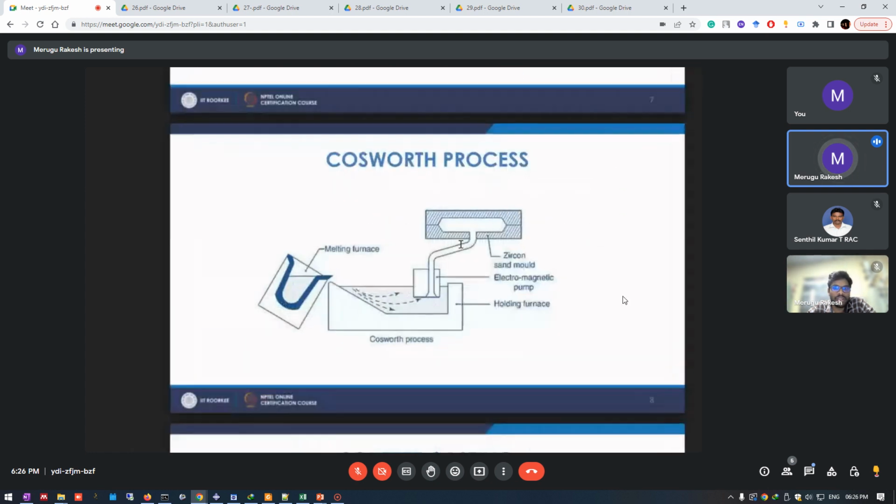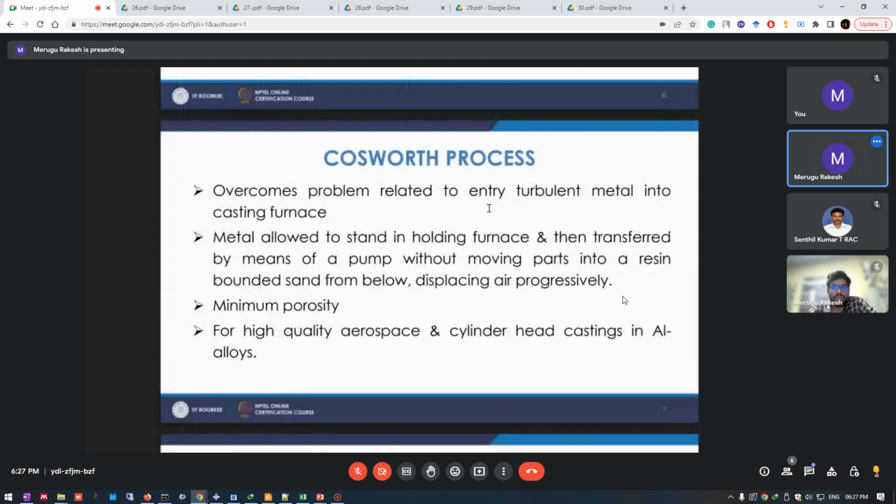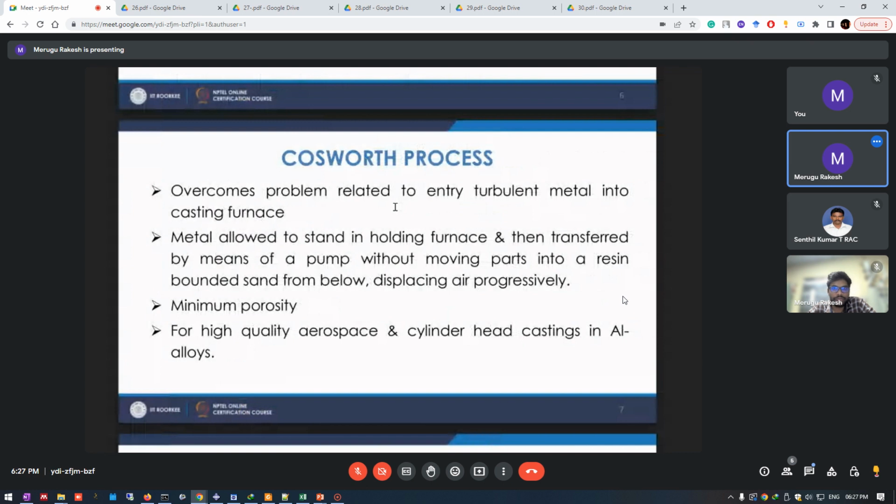The Cosworth process is one more similar process that avoids oxide formation as well. We use a special electromagnetic pump. This is the diagram. Initially we pour the metal inside and keep this electromagnetic pump, which will pump everything. There will be no moving parts in the pump. It is based on a vacuum method, and the electromagnetic pump will fill the cavity. Similar to the other process, it will avoid any oxide formation, and turbulence will be avoided in this.